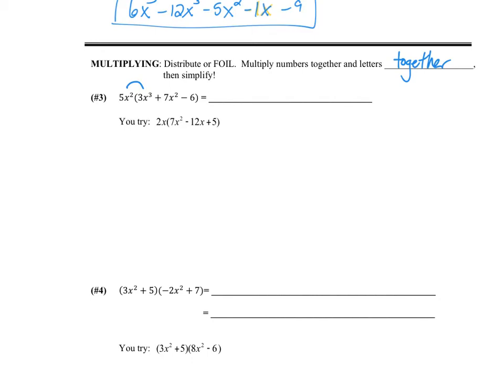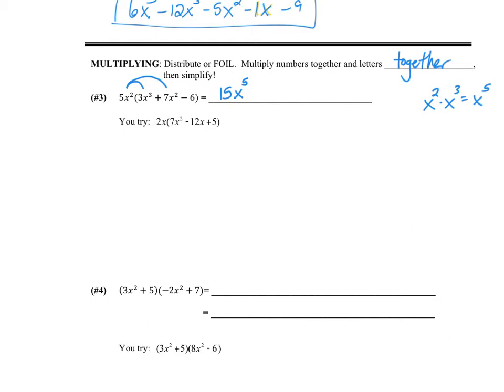So 5 times 3 is 15. X squared times x to the third is x to the fifth. Because remember, when you multiply variables and exponents, you actually add the exponents. Okay, and just off to the side, I'll show you x squared times x to the third is equal to x to the fifth. That's where that came from.